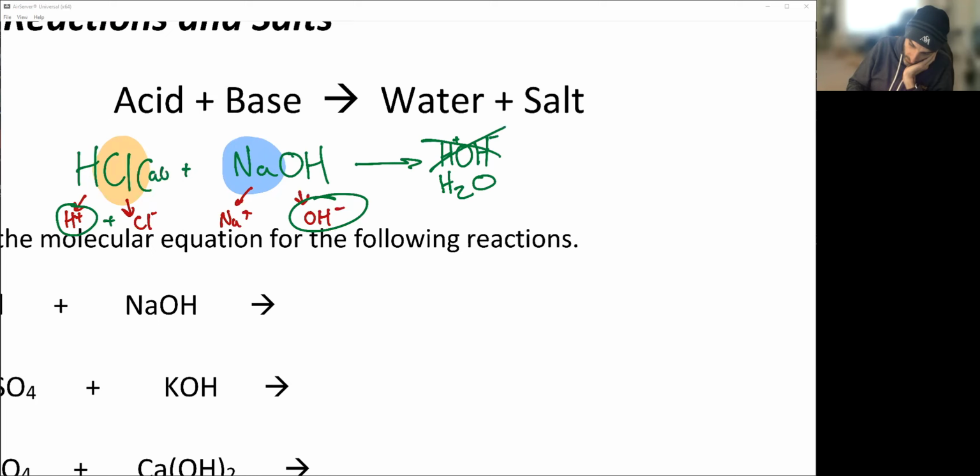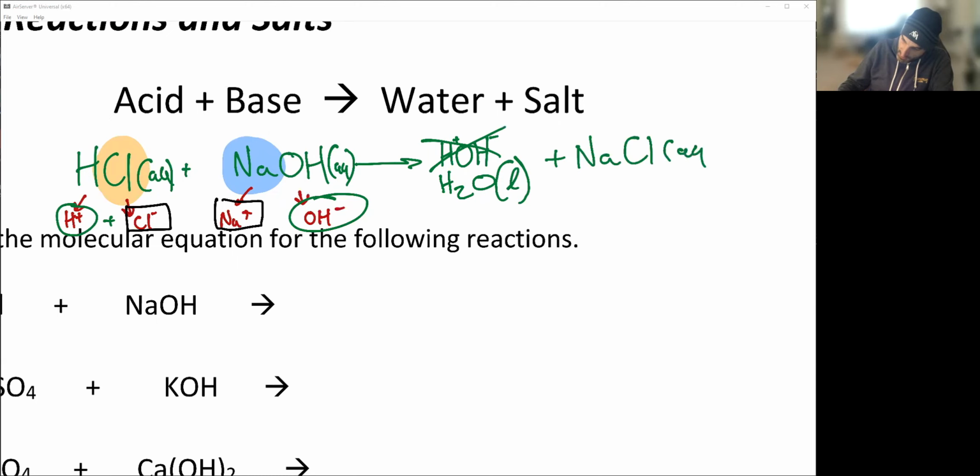Oh, by the way, these are both aqueous. Water is going to be liquid. Water can't dissolve itself, so a water molecule can never be aqueous because it's got to be a liquid. Okay, next up. Now I'm going to combine my chloride ion with my sodium ion, and I'm going to have NaCl, which turns out to be aqueous because it's group 1. So there's my salt. Okay, so water plus salt, that's what your acid and base reaction is.